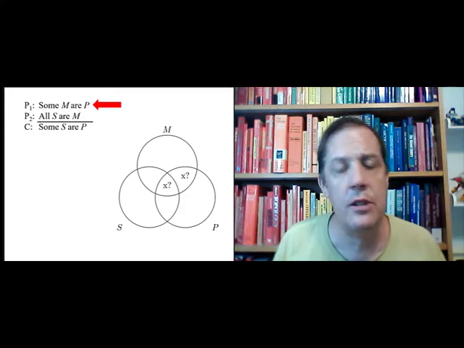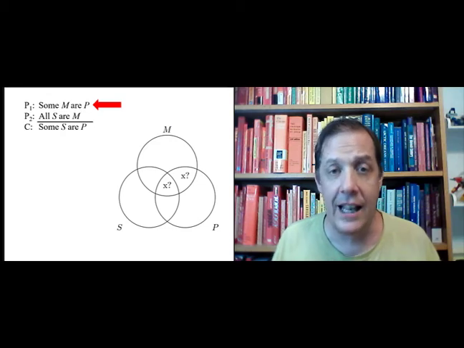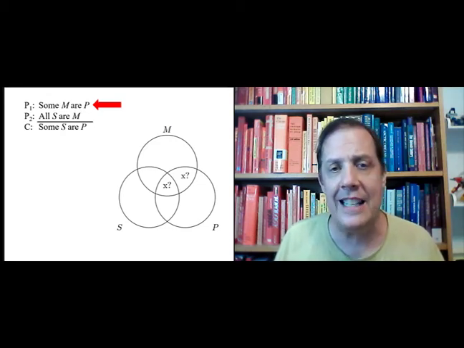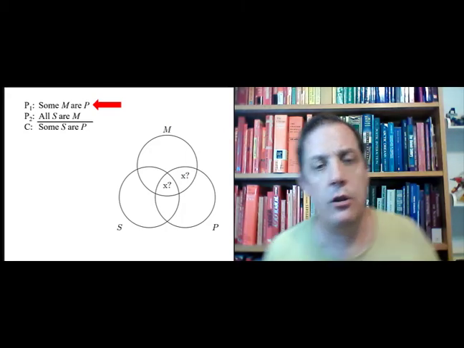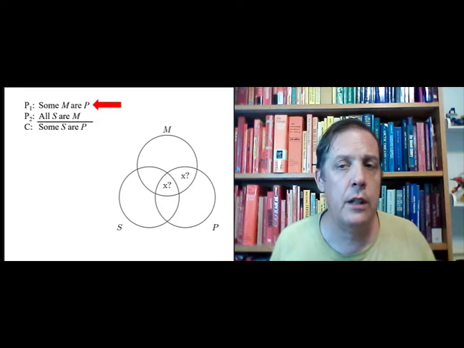So there's something out there that is both M and P. But is it also S? If it is also S, it goes in the exact middle. If it is not also S, it goes off into the other section. We don't know which it is. So what are we going to do?